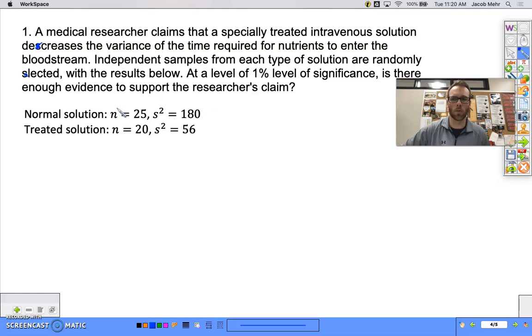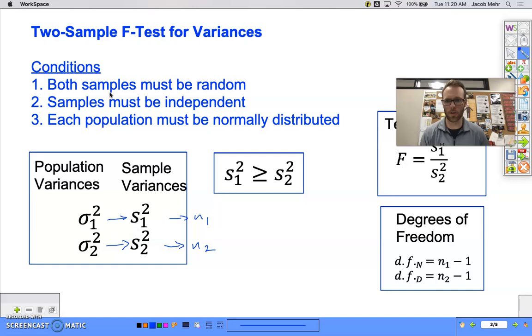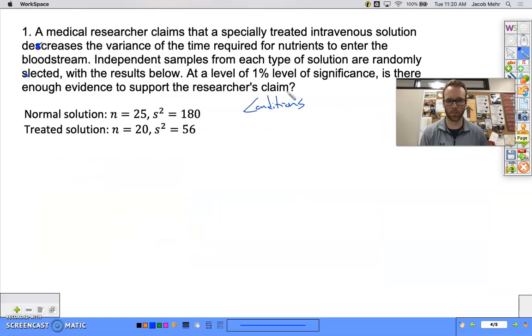So here is the normal solution. Here's the new one, the new treated solution. So, okay, what's our test? Well, let's make sure our conditions are met. If we look back at what our conditions are, both samples must be random. We see that independent samples from each type of solution are randomly selected. So we have the random portion.